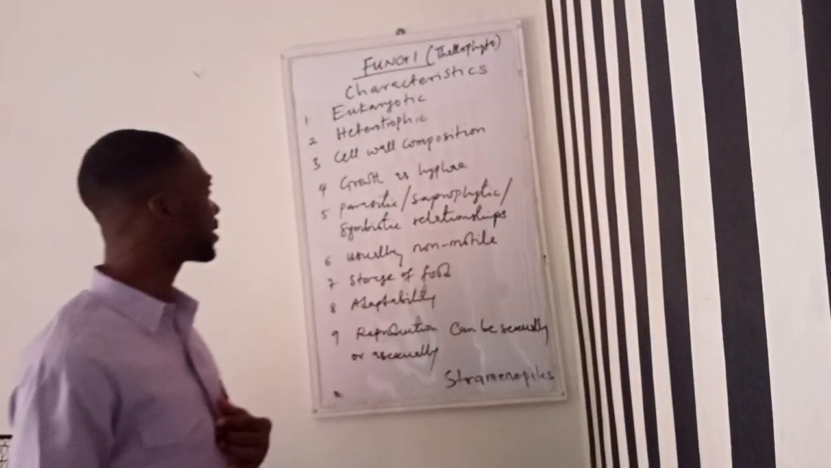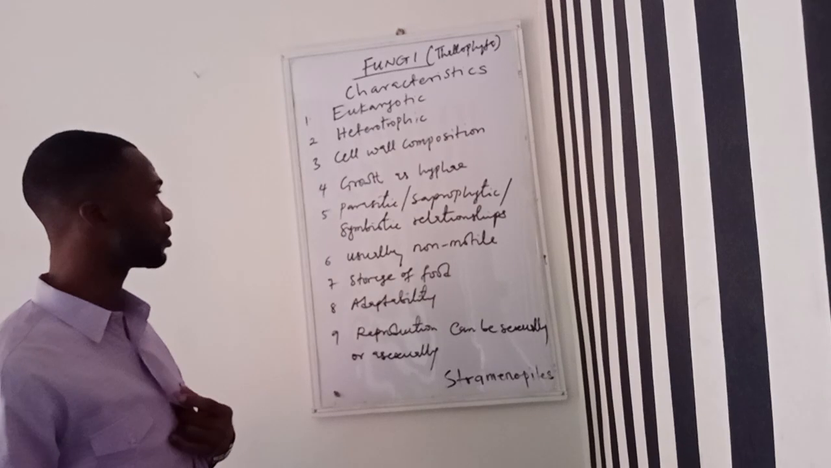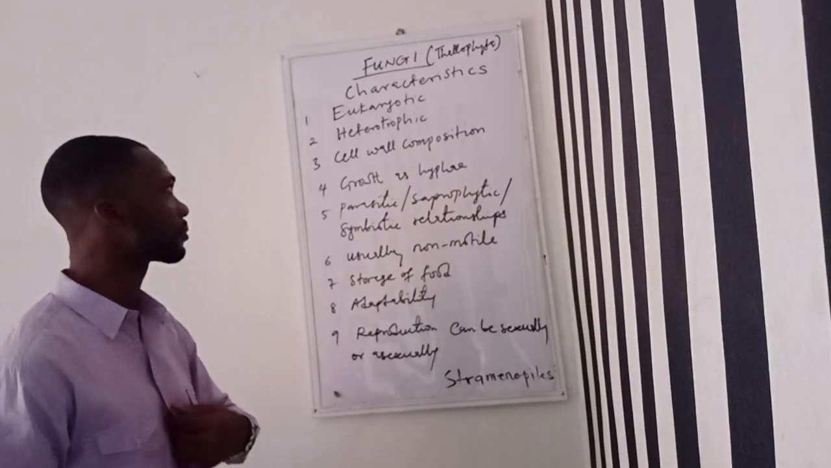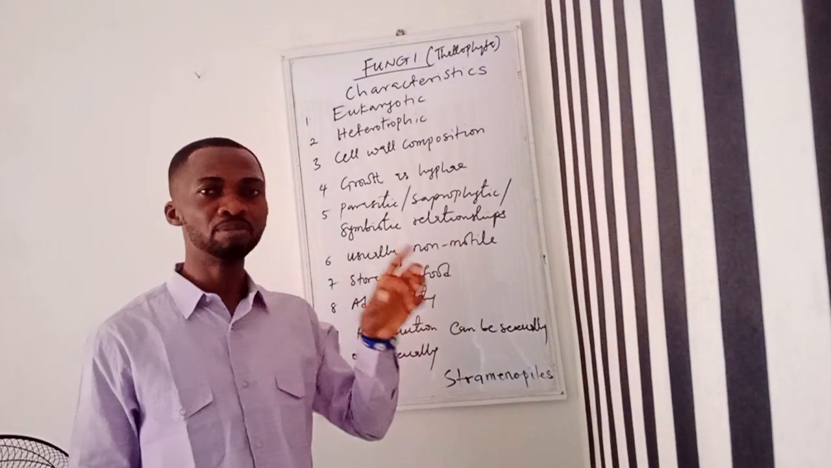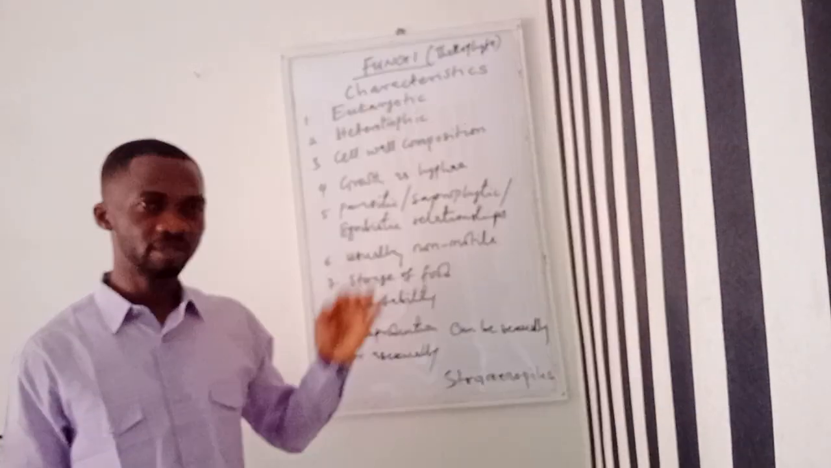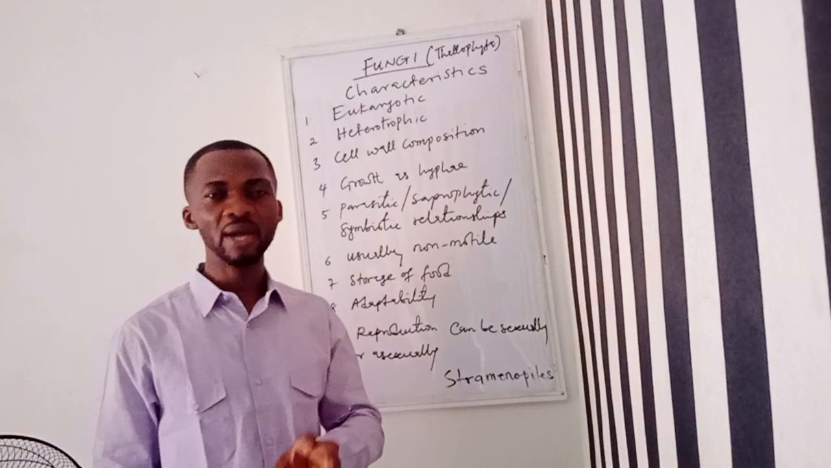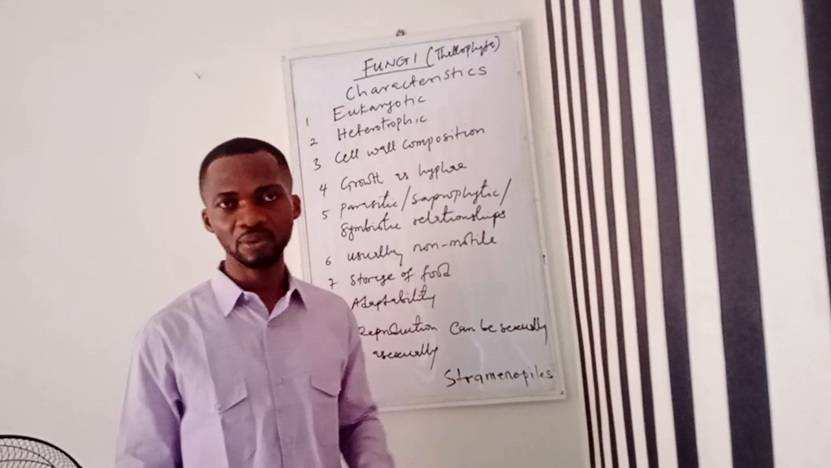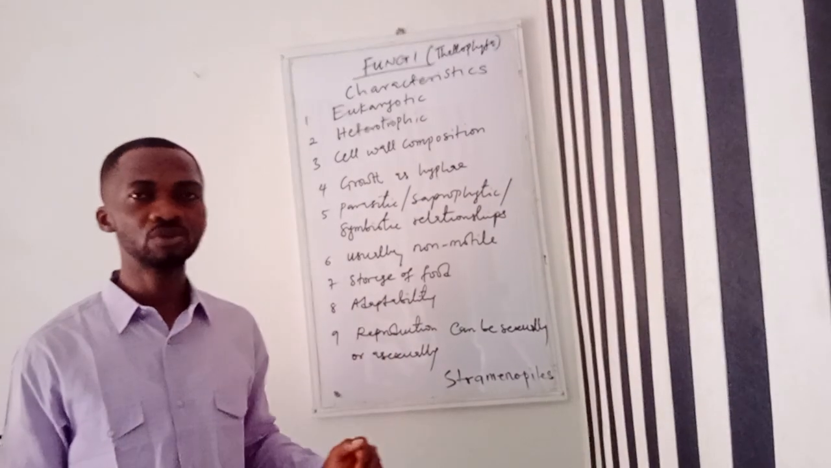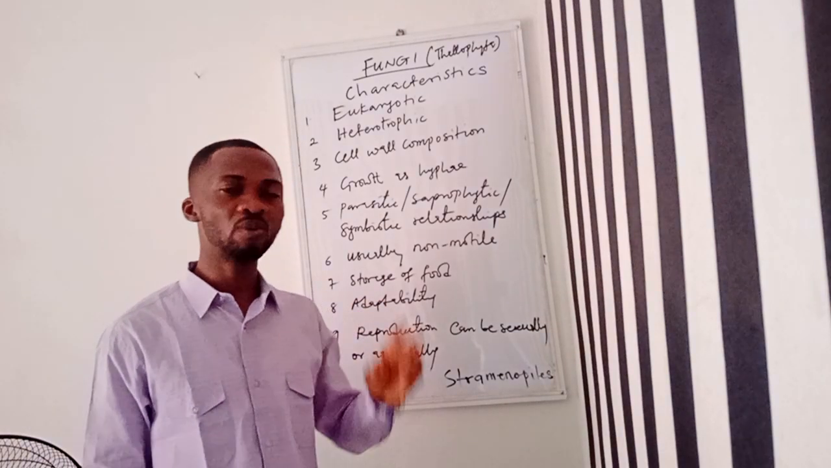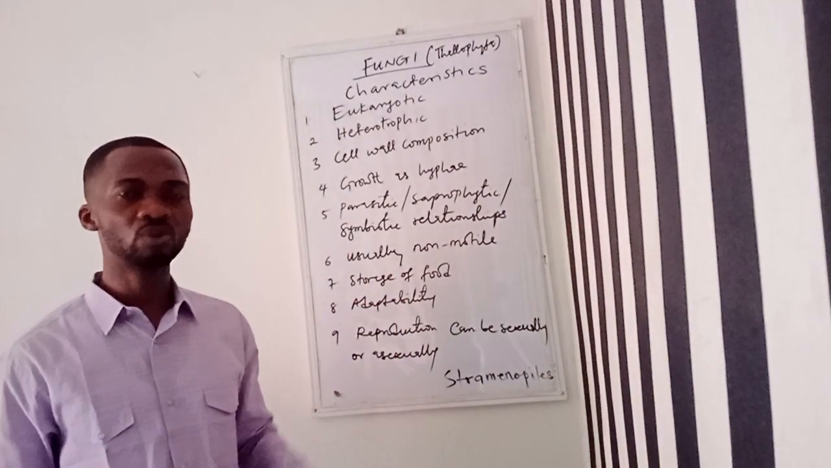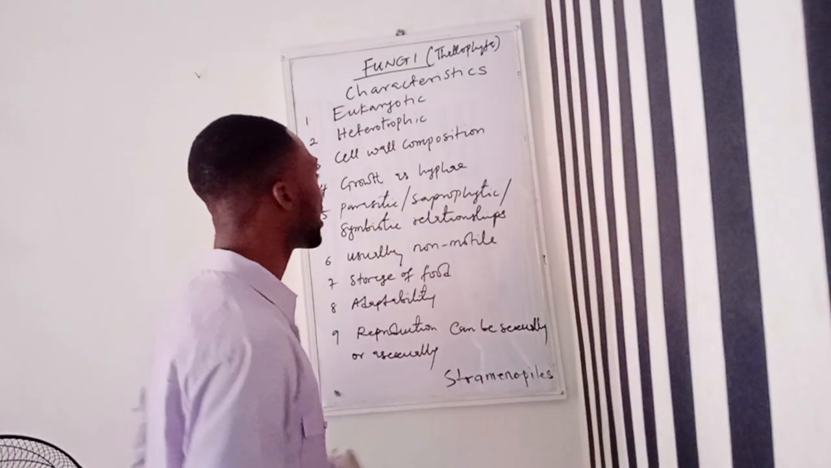Then another characteristic is cell wall composition. In algae and in land plants, that is where you mainly see cellulose being a component of the cell wall. But when it comes to fungi, the main cell wall component is what we call chitin.